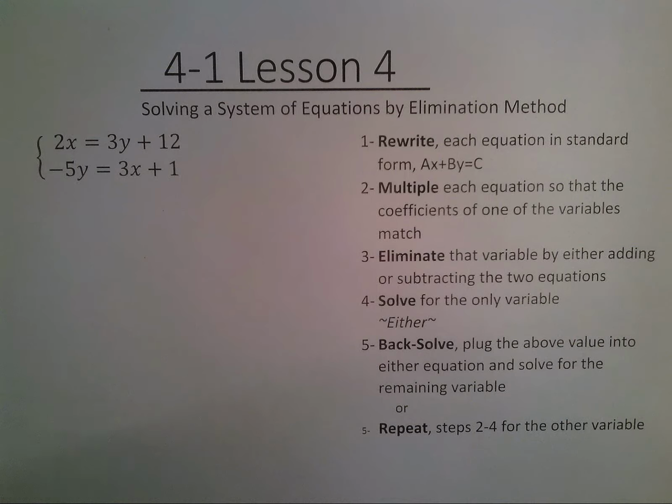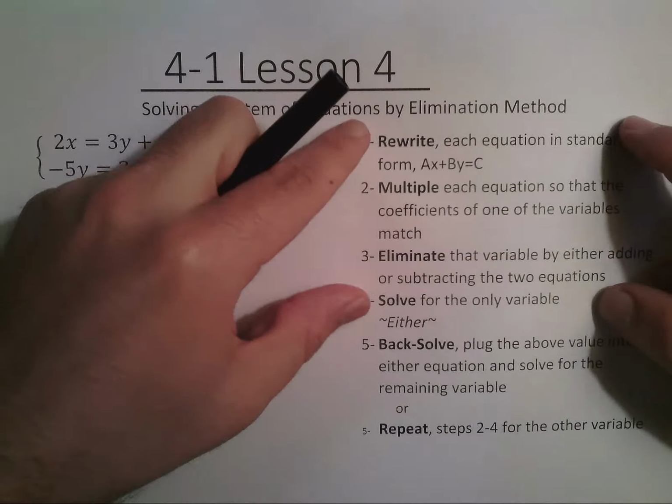Now, we're then going to multiply each of the equations so that the coefficients of one of the variables match. So either the x's will match or the y's will match. Thirdly, we're going to eliminate that variable, the one that we matched, by either adding or subtracting the two equations from each other. This will leave us with a variable and a constant, and then we're going to have to solve for that.